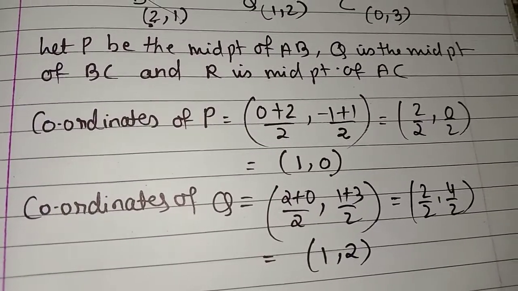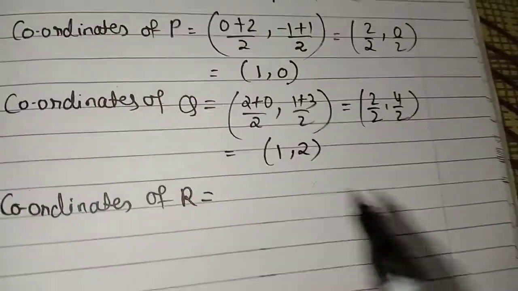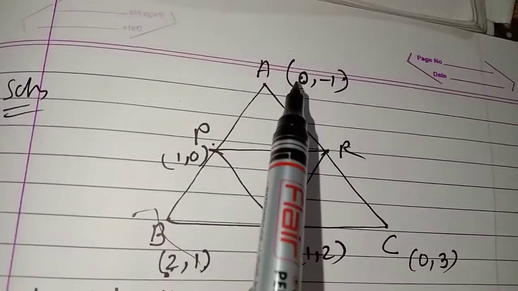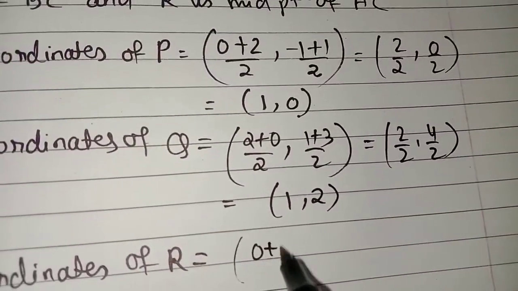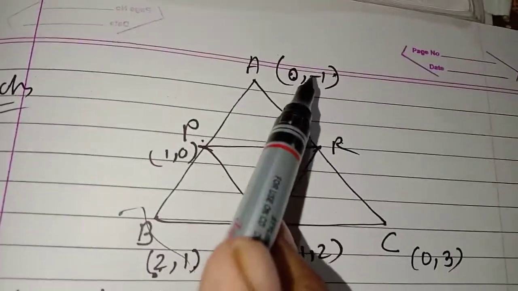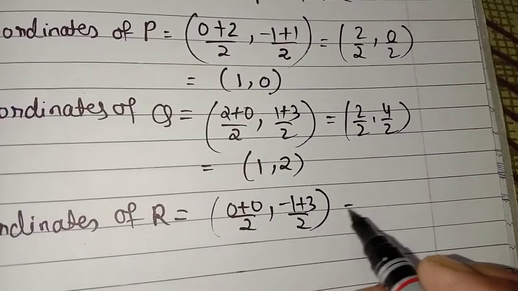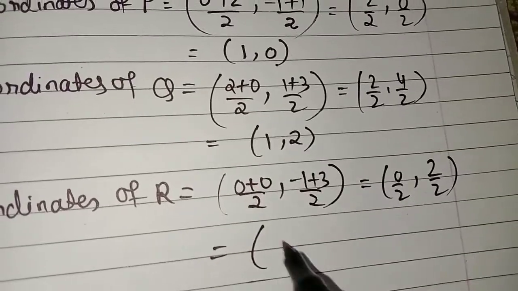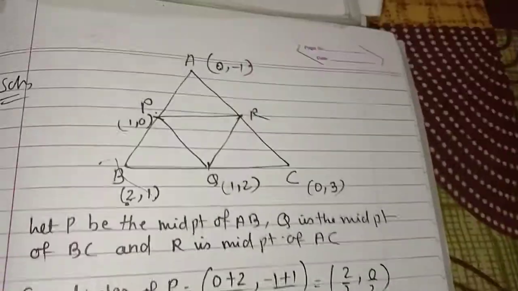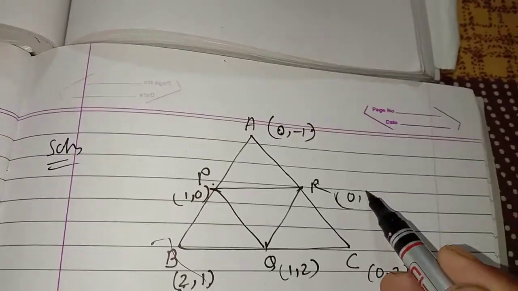Now I'll go for R. Coordinates of R will be, for R it is x1 plus x2, which is 0 plus 0, so I'll write here (0 plus 0) by 2 and (minus 1 plus 3) by 2. So it will be 0 by 2 and 2 by 2. So 0 by 2 is 0 and 1. So simply I got the coordinates of all the points. R is (0, 1).